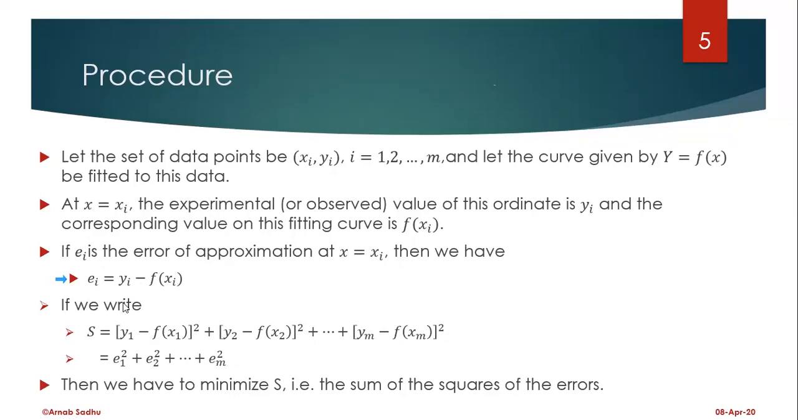First we have to find the total error. What is the total error? If there are m points, we have m errors, e1 to em. The first error is (y1 minus f(x1)) whole squared. The second error is (y2 minus f(x2)) whole squared. Up to the mth error, (ym minus f(xm)) whole squared. That will give us e1 squared plus e2 squared up to em squared. That is the total error, which I have termed S. So our target is to minimize S, the sum of squares of the error.